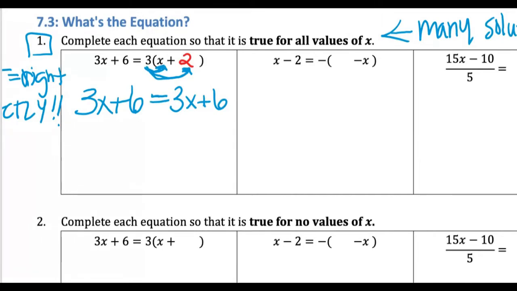All right, let's take a look at the next one. Remember, the left side has to equal the right side. So x minus 2 is going to have to equal x minus 2.